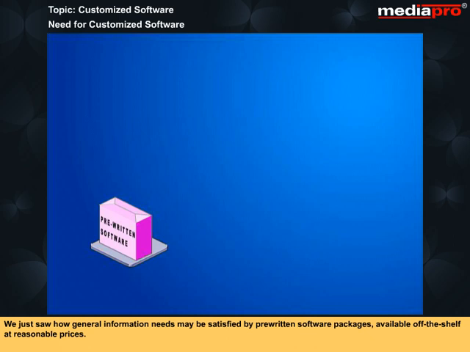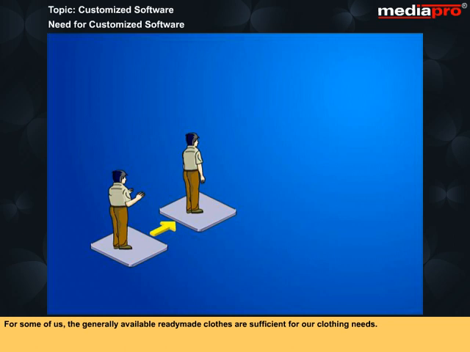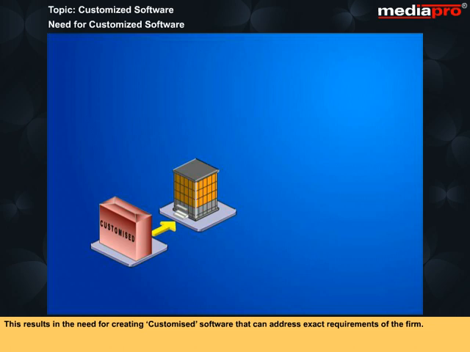at reasonable prices. Buying software is very much like buying clothes. For some of us, the generally available ready-made clothes are sufficient for our clothing needs. But for some of us, clothes need to be stitched as per specific measurements for better comfort and a better fit. Likewise, pre-written software do not always answer the requirements or needs of all people and organizations. This results in the need for creating customized software that can address exact requirements of the firm.